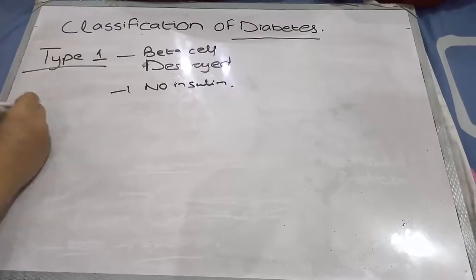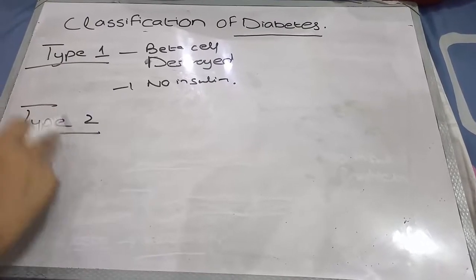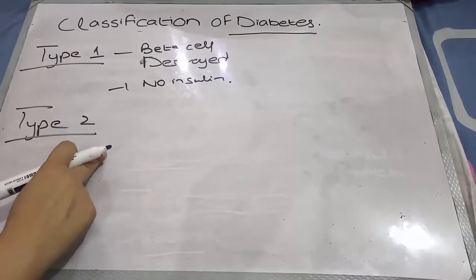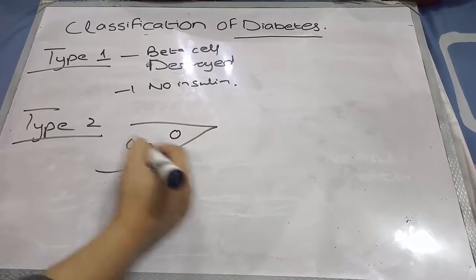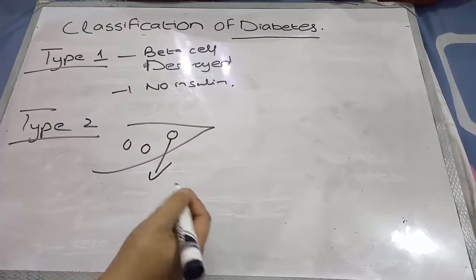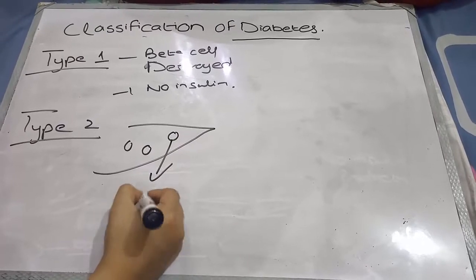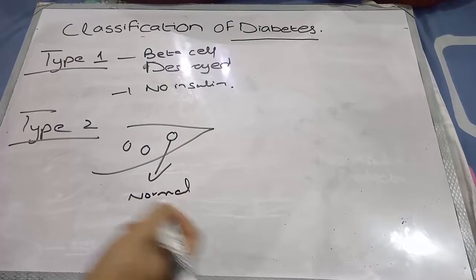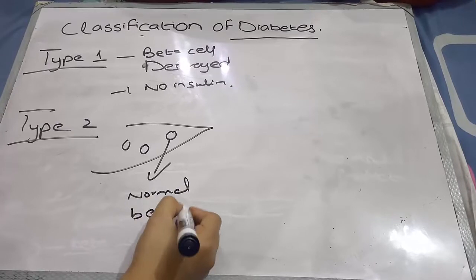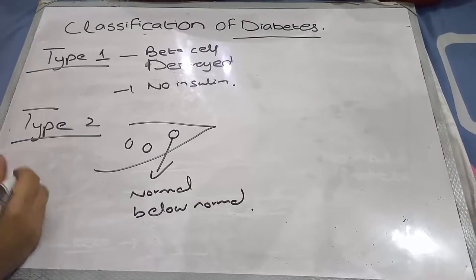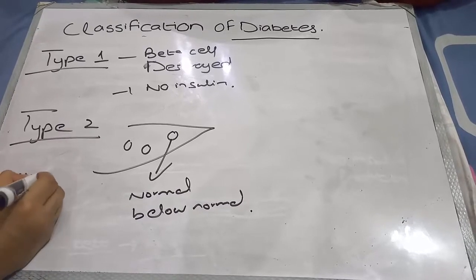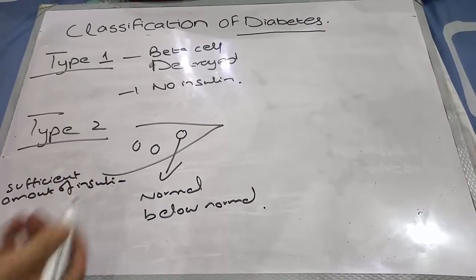Now, what is type 2 diabetes? Type 2 diabetes is basically a type in which the beta cells in your pancreas are working normally. The insulin production is normal, or it could be below normal. So we can say that we have a sufficient amount of insulin. Then why do we call it diabetes?